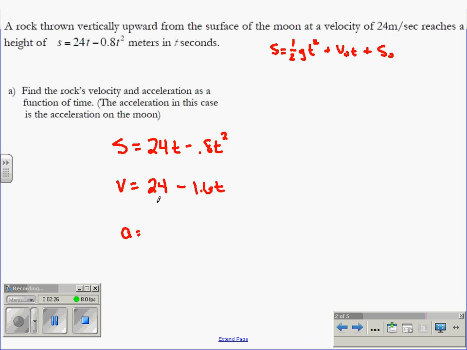The derivative of 24 would be 0. The derivative of negative 1.6t would be negative 1.6. This would be the force of gravity on the moon, negative 1.6 meters per second squared. The velocity is in meters per second. Okay, so the first derivative is your velocity, and the second derivative is your acceleration.